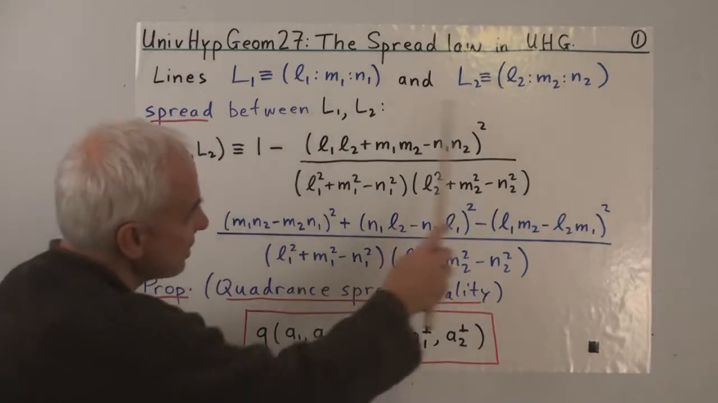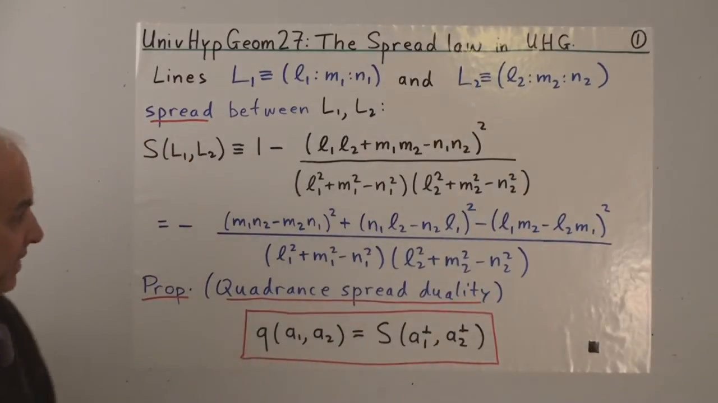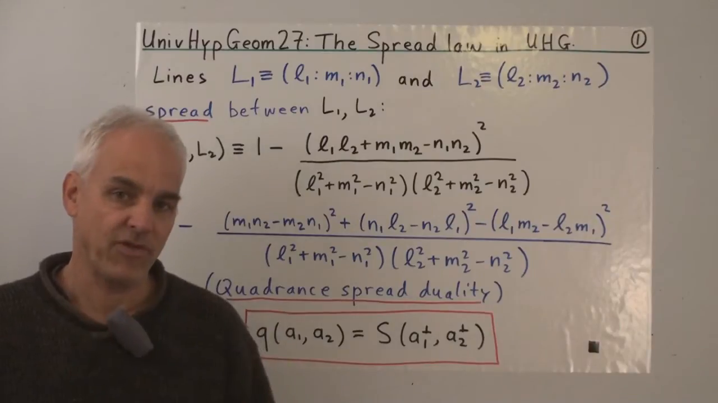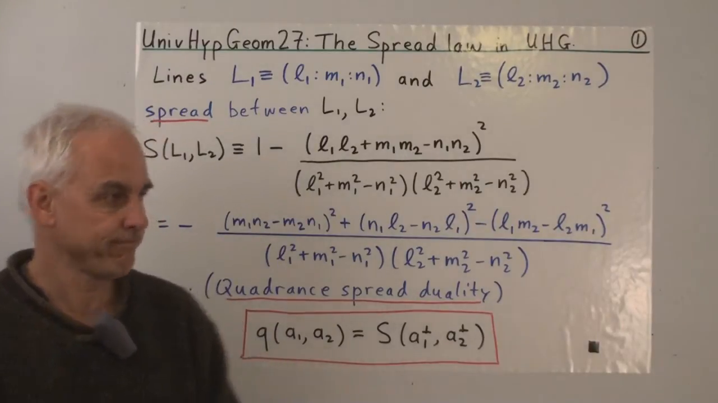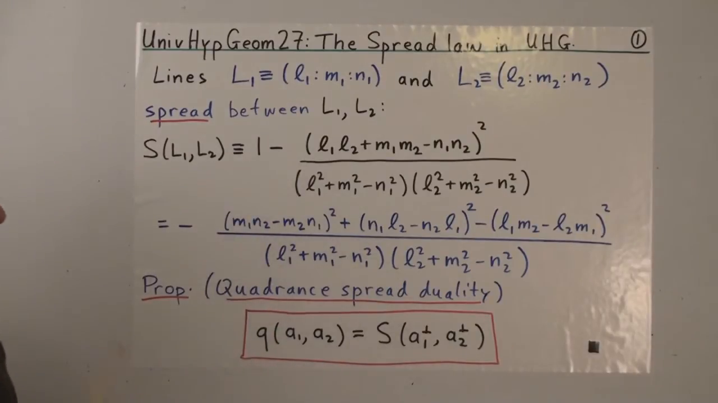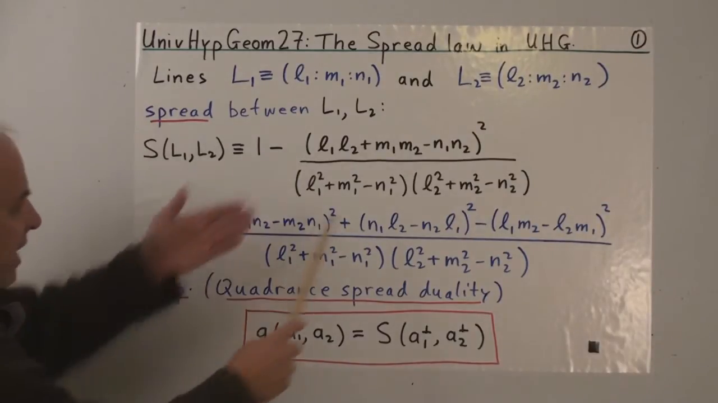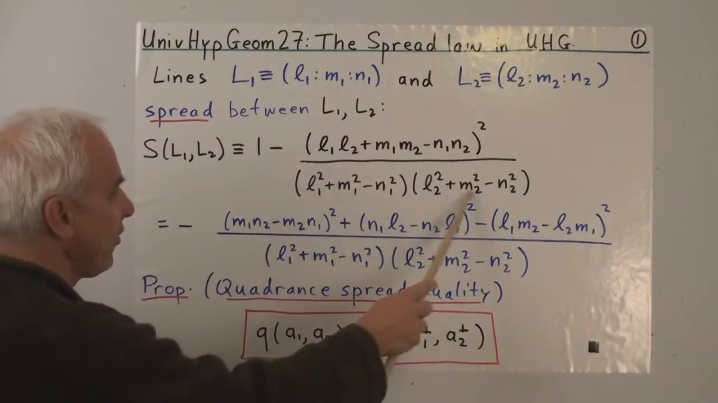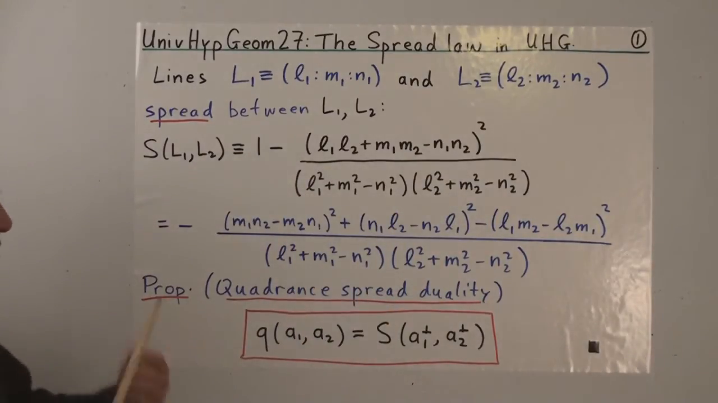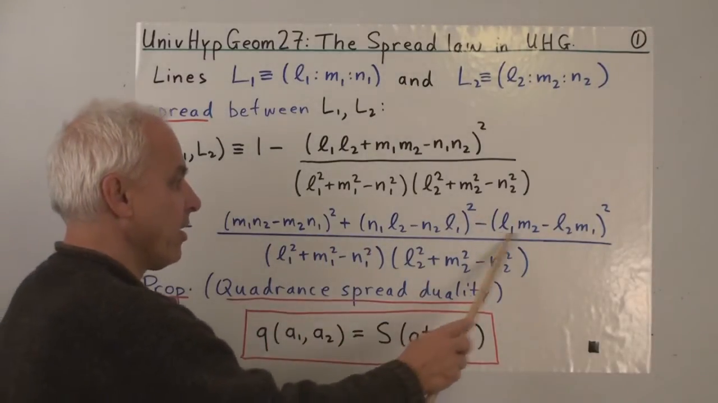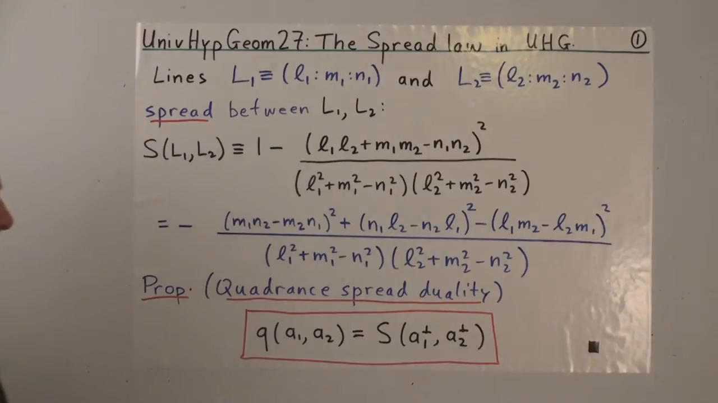And I hope this kind of expression is starting to look very familiar. This is exactly the same form as the form for the quadrance between two points. And here's an important alternate way of writing it. We can get everything over a common denominator by replacing the 1 with this thing over itself. And then the numerator can be rewritten as this thing squared plus this thing squared minus this thing squared.